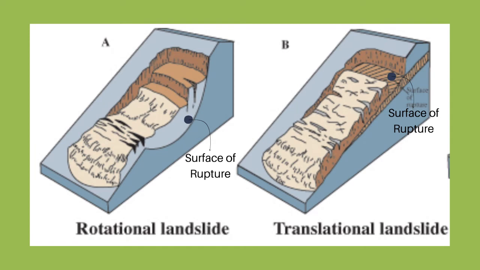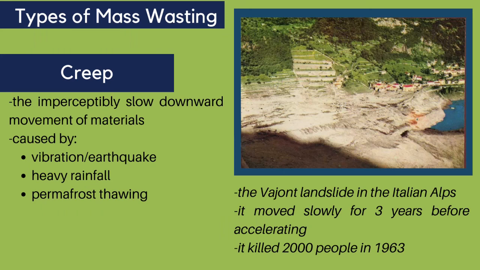As you can see on the screen, this is roughly the difference between rotational and translational slide. Rotational slide's surface of rupture is spoon-shaped or concave, while translational moves on a planar or plane surface. Then we have the creep.